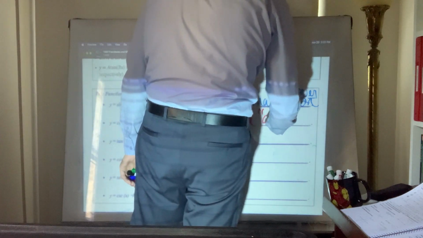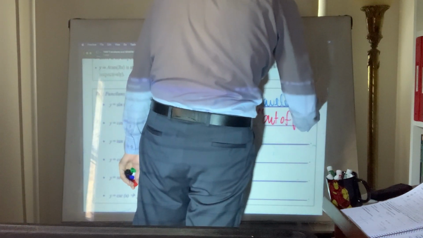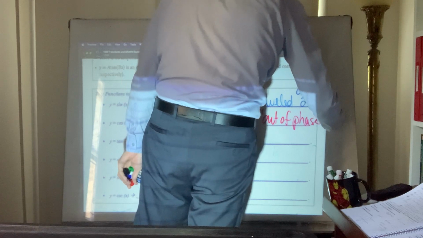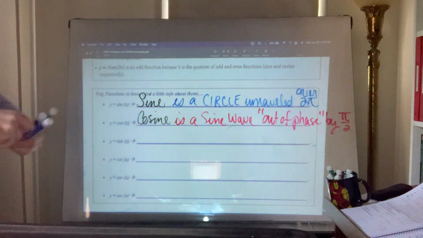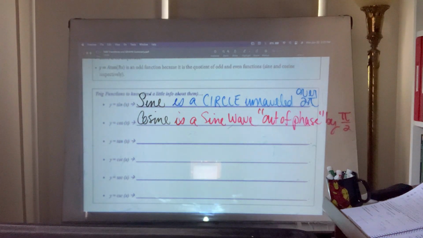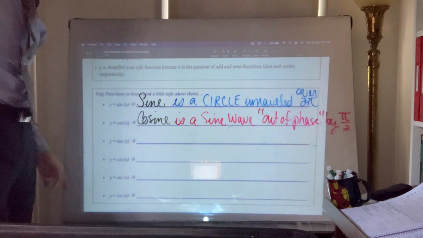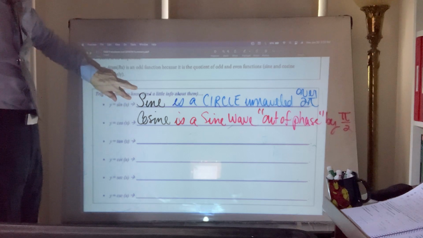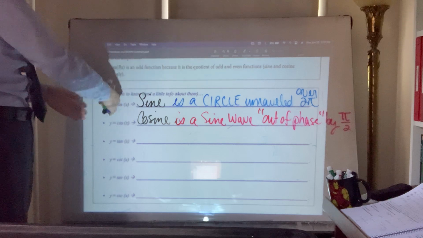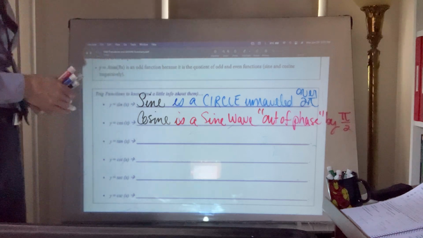Out of phase. All right, by 90 degrees, or you could say pi over 2. All right. I think that is the best way to think of both of these things, because if you know that, and you have the basic gist of how a sine would work, all right, how that would look, you could just shift everything over by 90 degrees, and then you have a cosine.